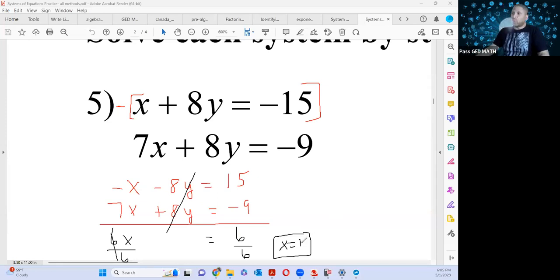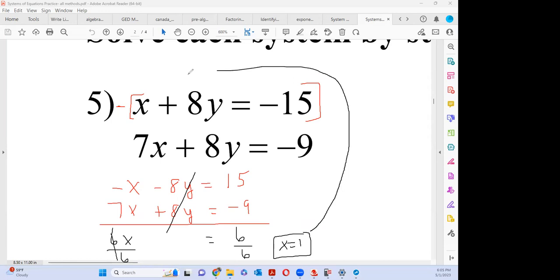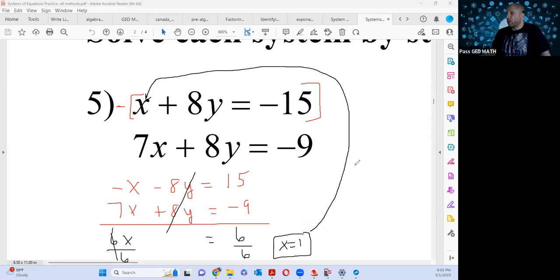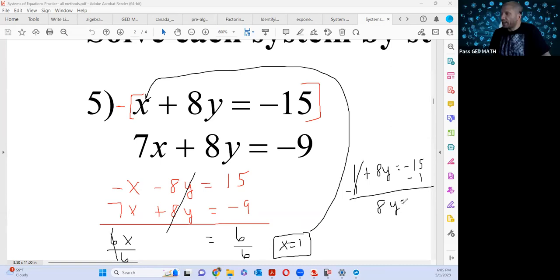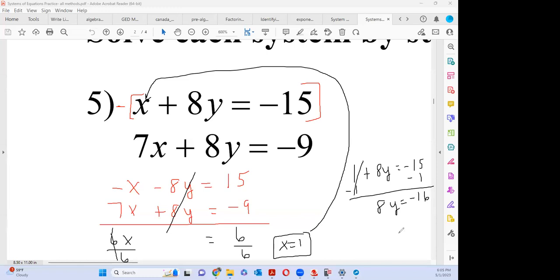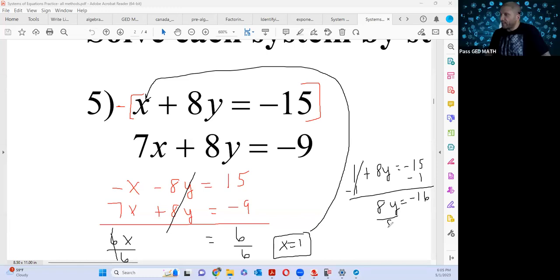So now you're going to take this x is 1, and plug it into one of the equations. I'm going to plug it into the first one. So I'm going to get 1 plus 8y equal -15. Now, in order to get y by itself, first I need to subtract 1 from both sides. The ones cancel. I get 8y equals -16. And then I need to divide by 8. Cancel, we get y is equal -2.